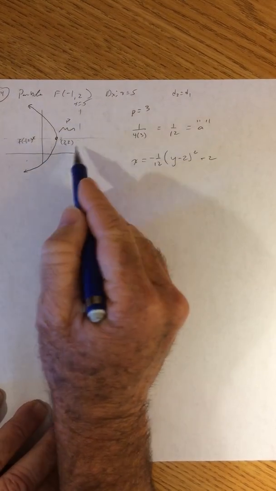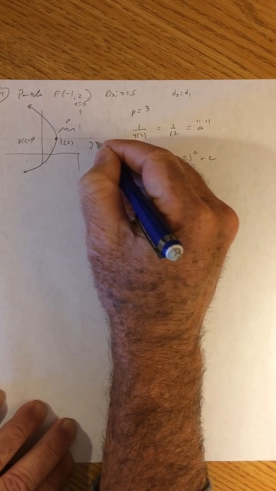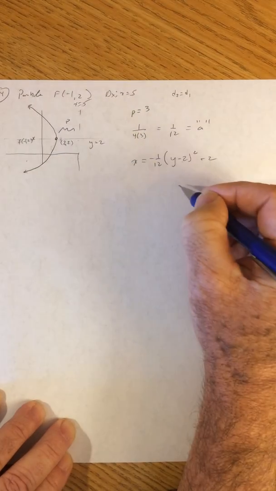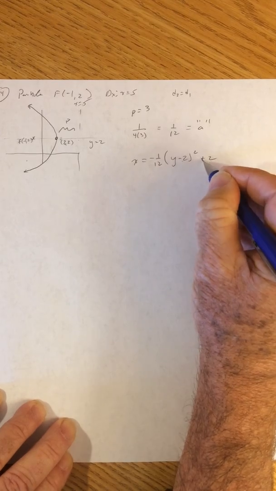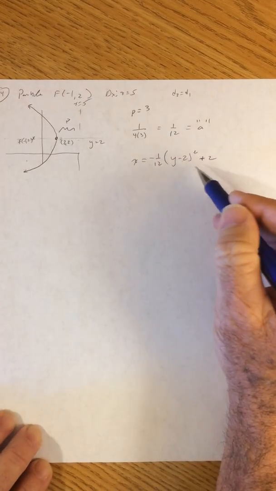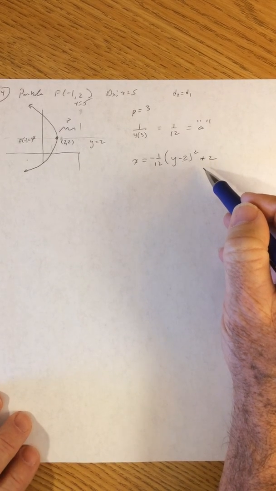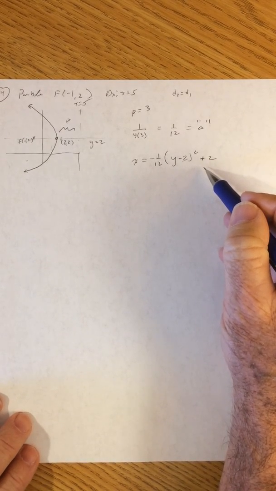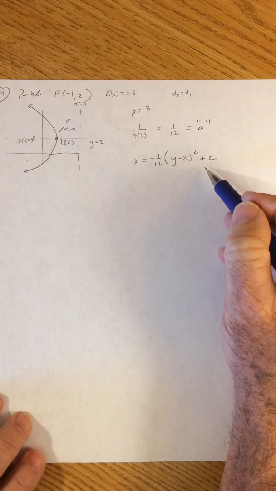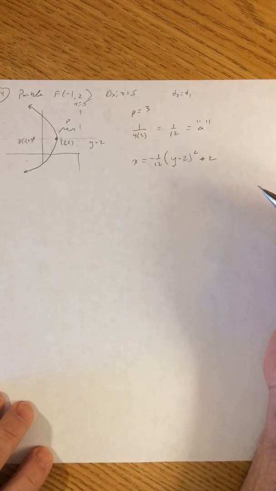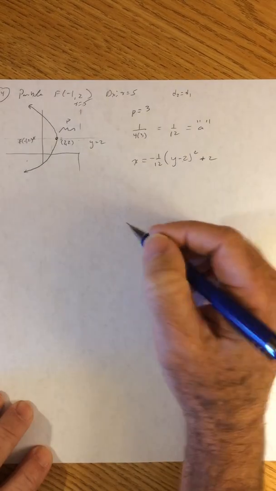The line of symmetry is the horizontal line, y is equal to 2. So this is a shift up, and that is a shift to the right. And you're familiar with it. We did talk about that before we left. And you're familiar with vertex form in y as a function of x. And this mirrors that to a degree.